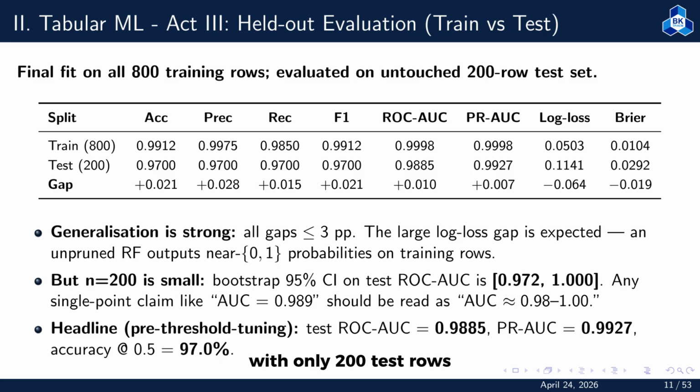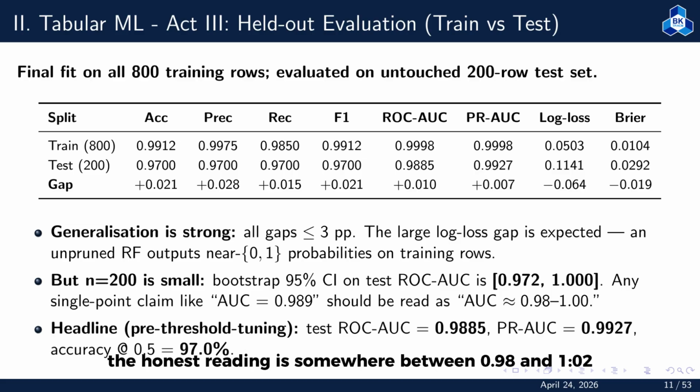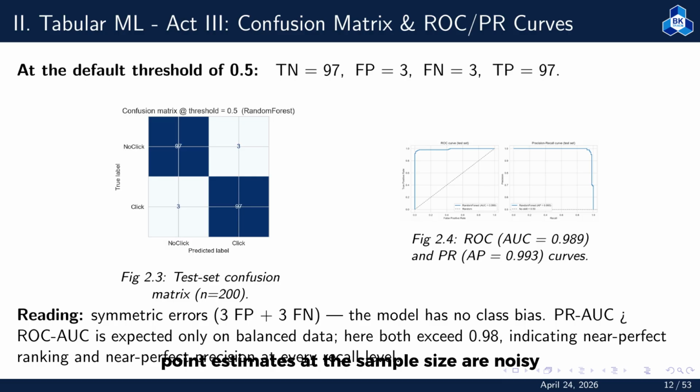With only 200 test rows, the 95 percent confidence interval on test AUC is 0.972 to 1.000. So when we quote 0.989, the honest reading is somewhere between 0.97 and 1.00. Point estimates at this sample size are noisy. At the default 0.5 threshold: 97 true negatives, 3 false positives, 3 false negatives, 97 true positives. The model has no class bias.